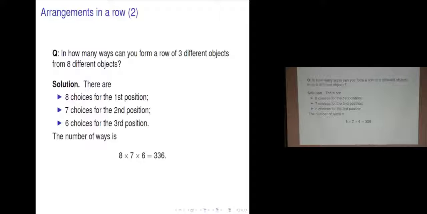For the leftmost position, you have 8 choices. And then after that, you have 7 choices for the second position, and then you have 6 choices for the third position. So you multiply together. Again, this is the multiplication principle. You get this product. Hopefully I get it right. So it's this.